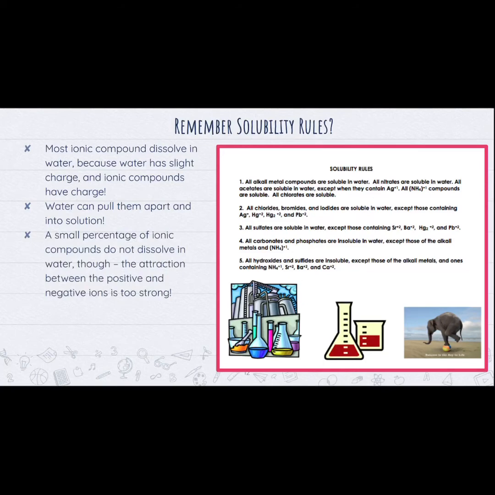A small percentage of ionic compounds do not dissolve in water, though. The attraction between the positive and the negative ions is too strong. The solubility rules on the right tell us which ionic compounds dissolve and which don't, so you will have access to these solubility rules, and I believe they are listed on one of the Spark Notes handouts that's attached in your slides.